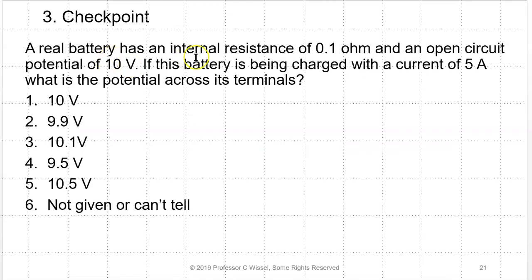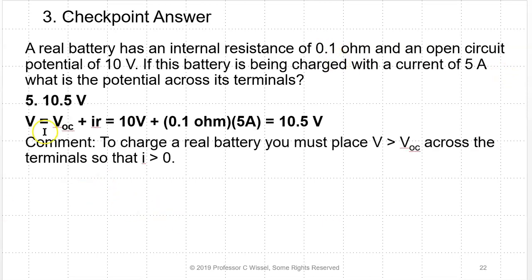As the current drawn from a real battery increases, the potential across it decreases, as expected due to the internal resistance. A real battery has an internal resistance of 0.1 ohms and an open circuit potential of 10 volts. If this battery is being charged with a current of 5 amps, what is the potential across its terminals? Well, it's going to be greater than the open circuit voltage, by the amount of 0.1 times 5 amps, so this should be 10.5 volts. That's answer 5. V equals VOC plus IR for a charging battery. That is 10 volts plus 0.1 ohm times 5 amps, or 10.5 volts.